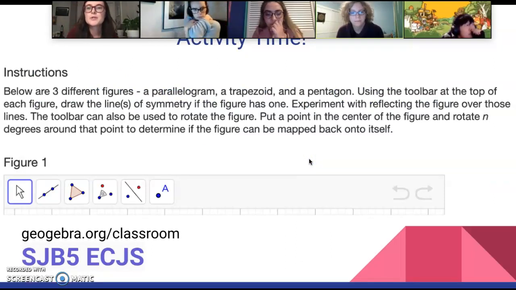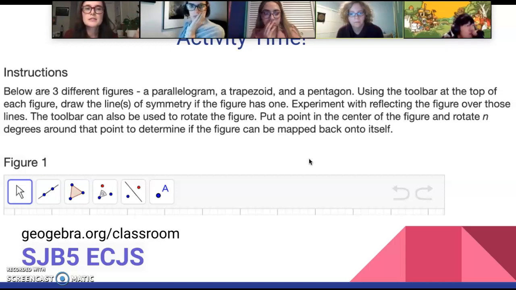Before I put you into breakout rooms, I just want to go over the instructions. There are 3 different figures: parallelogram, trapezoid, and a pentagon. Whoever is in breakout room 1 is going to do figure 1, which is the parallelogram. Group 2 will work on the trapezoid, and group 3 on the pentagon. Right below each figure are a couple questions I want you to answer.